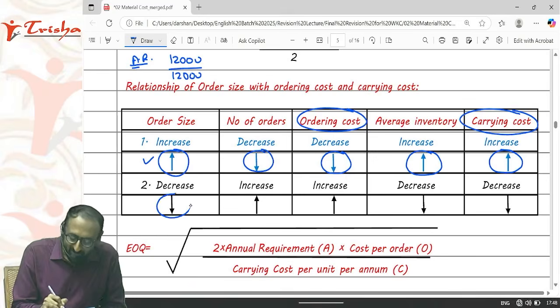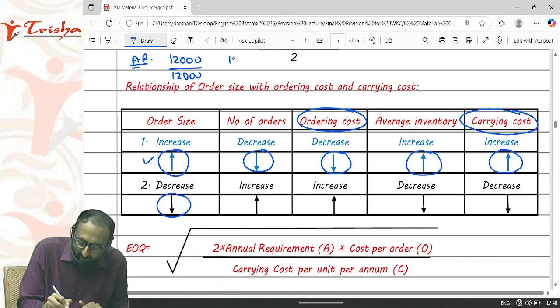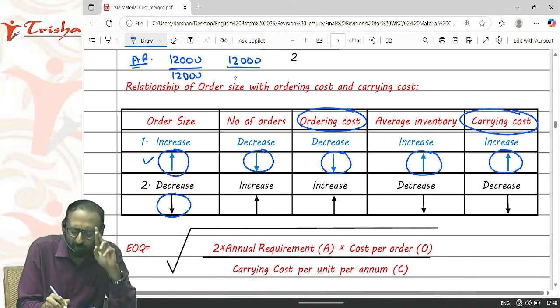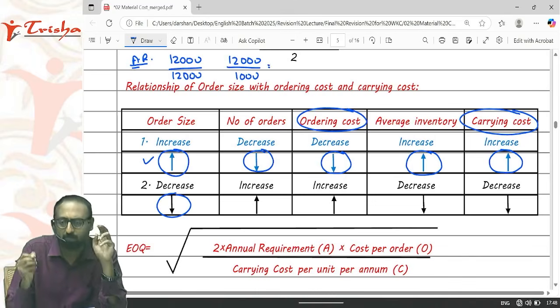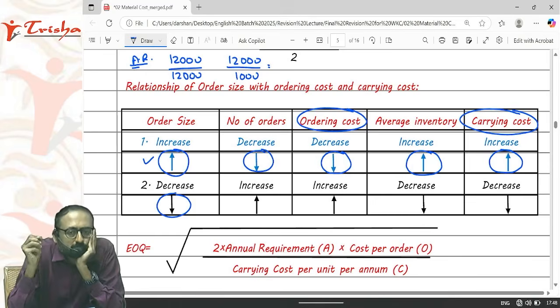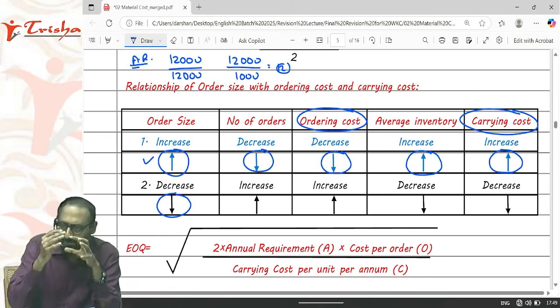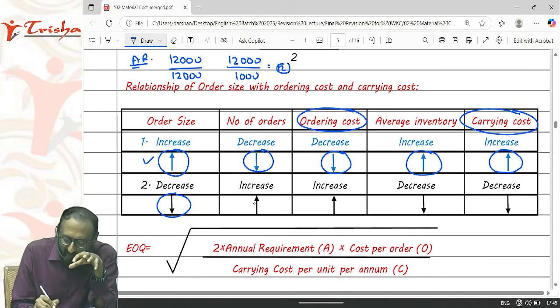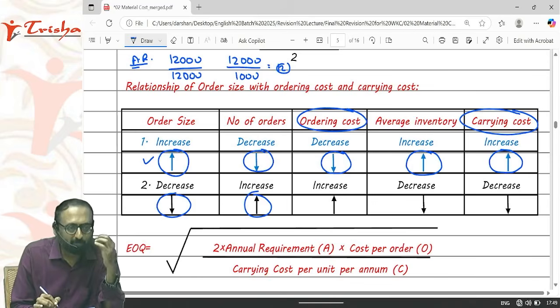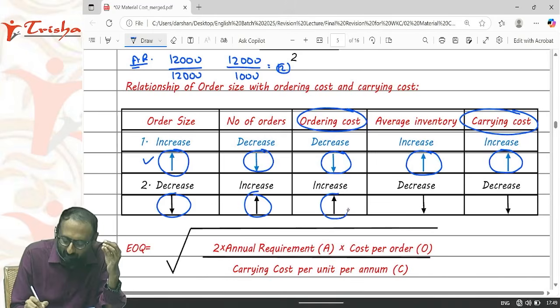Suppose order size is lower. For example, you are purchasing 12,000 divided by only 1,000 quantity at a time. Then how many orders will you have to place, guys? 12 orders. So if your order size decreases, it will increase your number of orders. If the number of orders increases, ordering cost will increase.